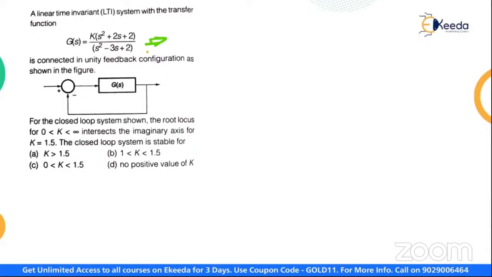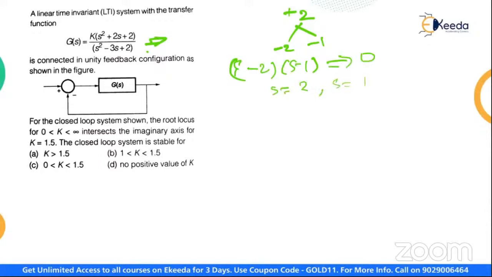If you take this 2 here, you want two numbers such that if you multiply them, you get plus 2, and if you add them, you get 3. So the answer is nothing but 2 and 1, or rather, -2 and -1. Correct or not? Now, do this: s minus 2 into s minus 1. If you equate them to 0, you get s equal to 2 and s equal to 1, which means these are your two poles.